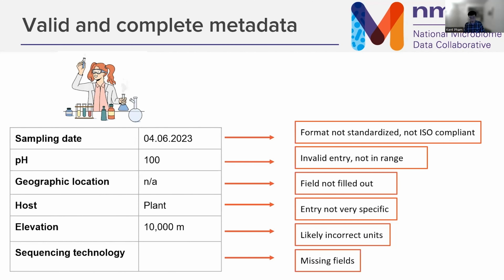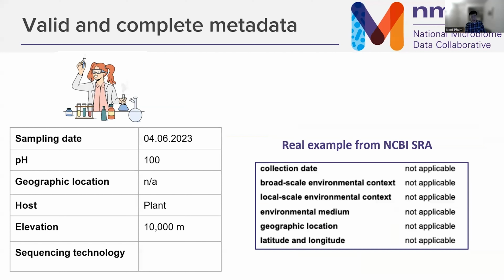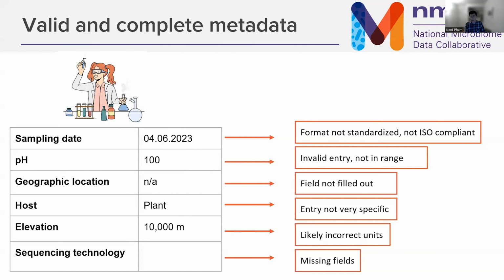So if we take a closer look, we can see the sampling date, although it is present, does not align with the collection date. And that is due to a different format. The format that they submitted their sampling date does not follow the standards that NCBI has. Next on the list, we have pH, which is 100. And that is quite a basic solution and probably something that you would never be able to find. It is clearly here an invalid entry and should have been flagged before they submitted.